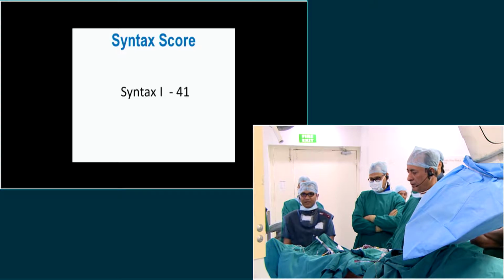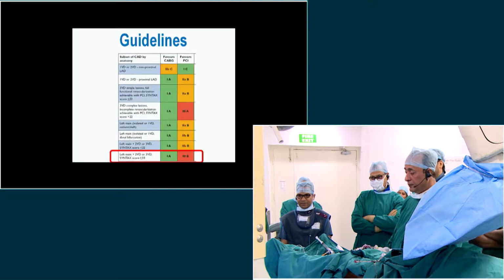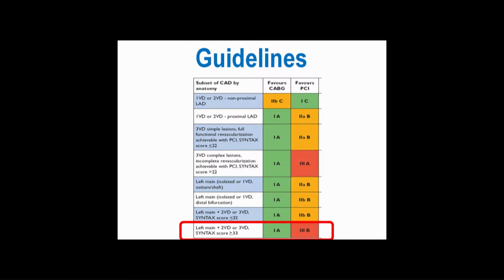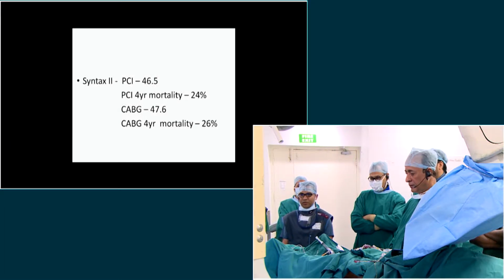So we calculated a SYNTAX score for this case, which showed SYNTAX 1 of 41. According to the guidelines, triple vessel disease with distal left main involvement comes under class 3B in favor of PCI. For CABG it will be class 1. SYNTAX 2 shows 4-year mortality of around 24% for PCI and almost 26% for CABG, which is almost similar between PCI and CABG.